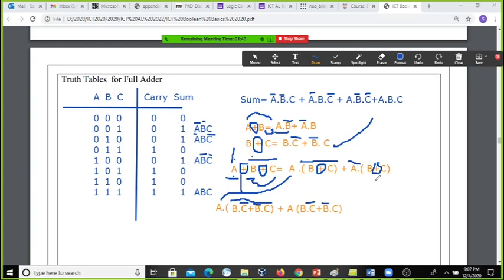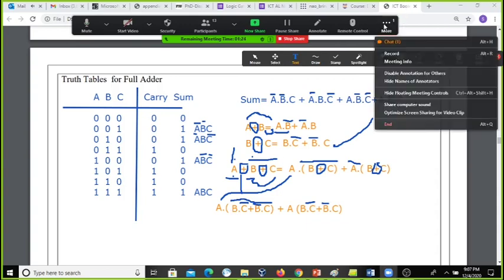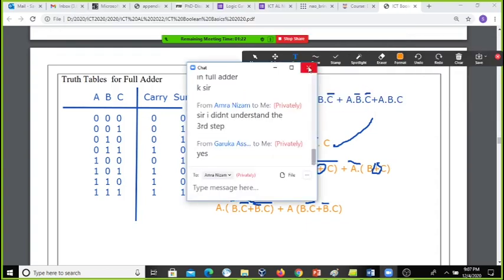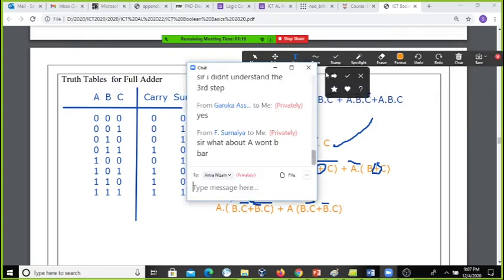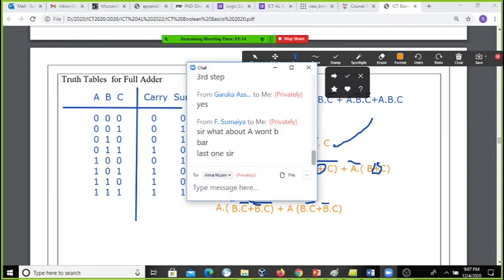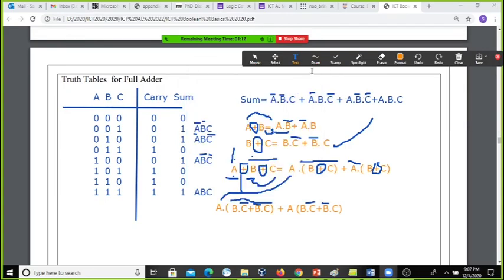So in the next round, is that clear up to now? Any questions? Okay, then the next step. Clear, sir. Yes, sorry. Here there's a bar. Yes, there must be a bar here.